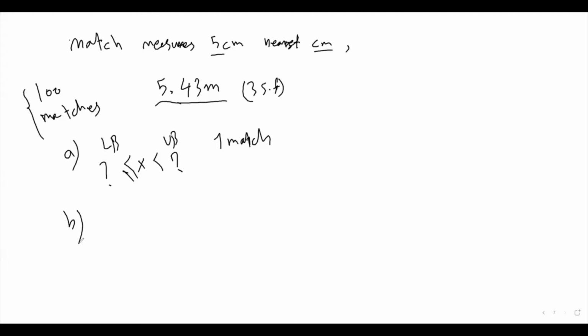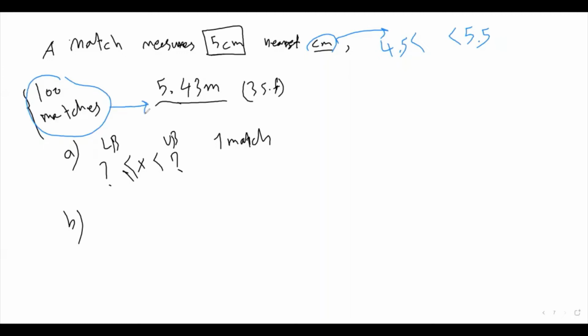And yeah, so the thing is, the majority of students, since for one match the question already says a match measures 5 cm to the nearest cm, immediately say, okay, it must have been between 5.5 and 4.5, right? Because 1 cm divided by 2 gives you half a cm, you add it and you subtract it, and this is what you get. However, I must stop you right there. This was correct if no other information were provided. However, they continue and say we have 100 of these matches lined up end to end, and then we measured them, you get 5.43 meter, corrected to 3 significant figures. And this is the data that you have to use, not the first sentence. So if you use the first sentence, that would lead you to the wrong answer.